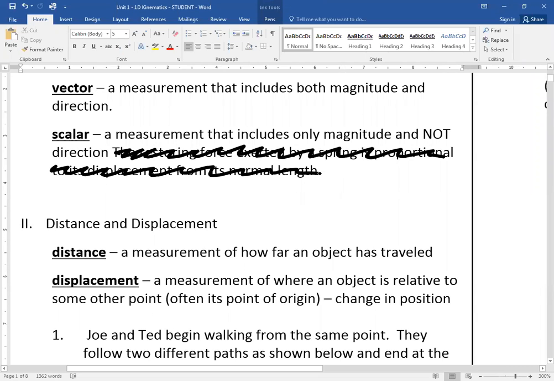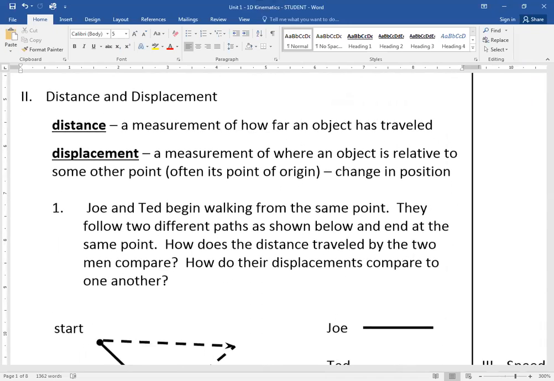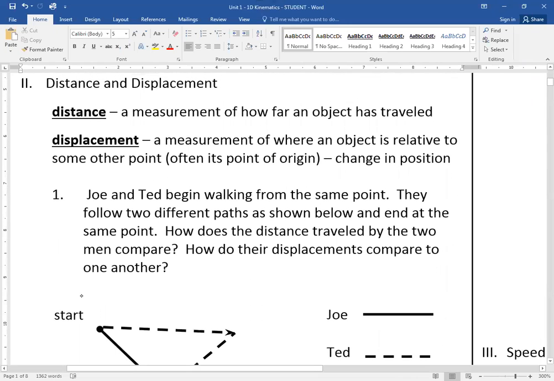Okay, so a scalar is a measurement that includes magnitude but not direction. So our first two examples of scalars and vectors are distance and displacement. A distance is a measurement of how far an object has traveled, where displacement is a measurement of where an object is relative to some point at the end of a trip. Okay?